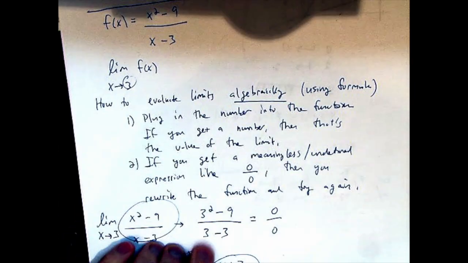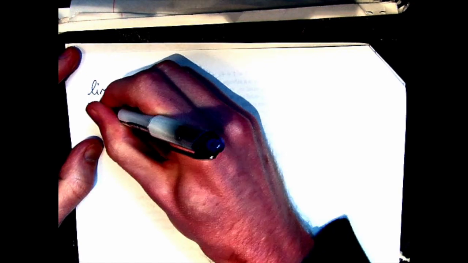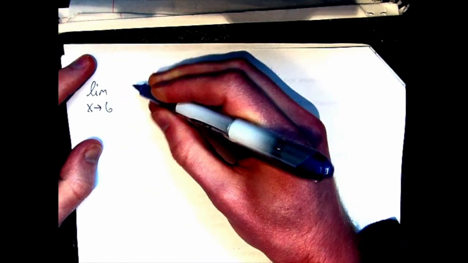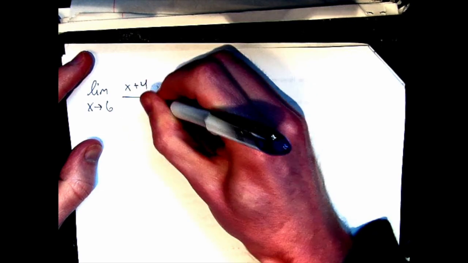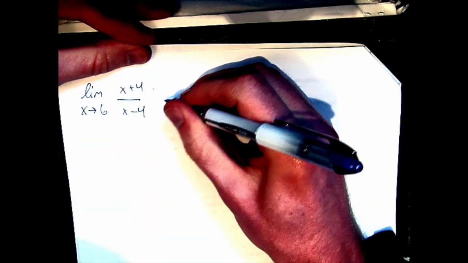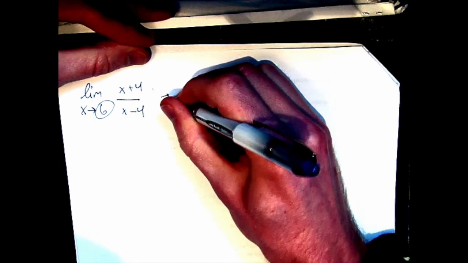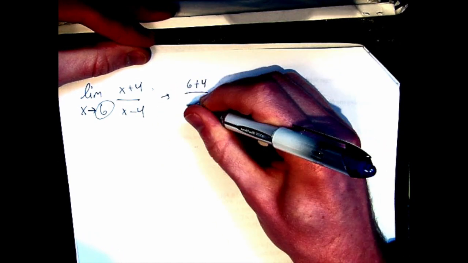Okay, so that's kind of all there is to it. So let's go ahead and do another couple of examples just to show you how this goes. So how about something like the limit as x approaches 6 of x plus 4 over x minus 4? Okay, let's have a look at that one. Well, the first thing that I should do when I'm trying to evaluate a limit like this algebraically using the formulas, I should just plug this number in. So let's see what I get. 6 plus 4 over 6 minus 4.